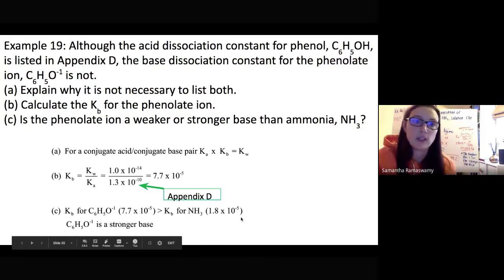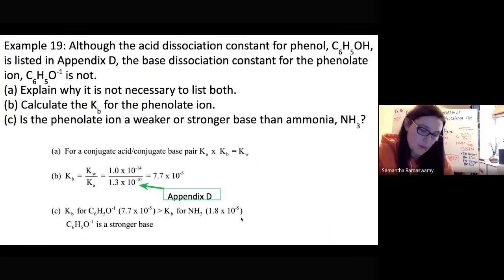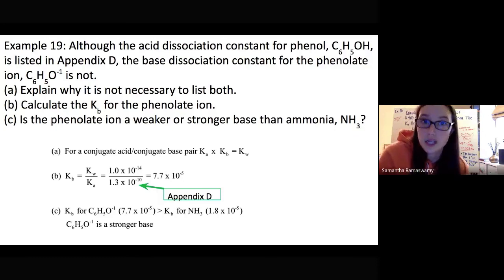So again, something that you can write down next to this example is that the larger the value of K, the more it dissociates, and the stronger the base or acid. So the higher your value of K, the more it dissociates, because that's what this represents, products over reactants. So the larger your value of K, the more products you have, the more it dissociates, and the stronger the acid or the base.